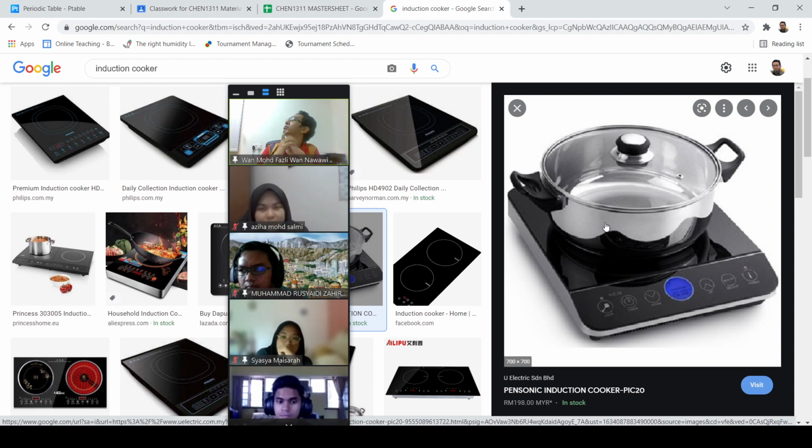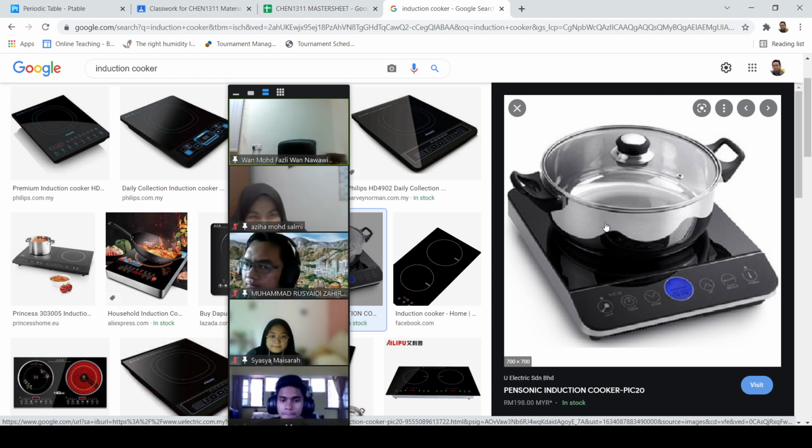Do I have it or not? Wait. I'm not prepared for that. But anyway, this one, okay, this is magnetic, magnetic.